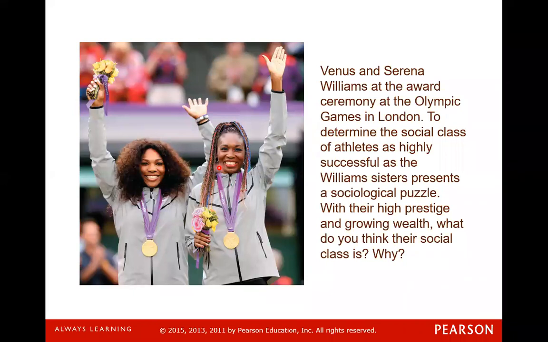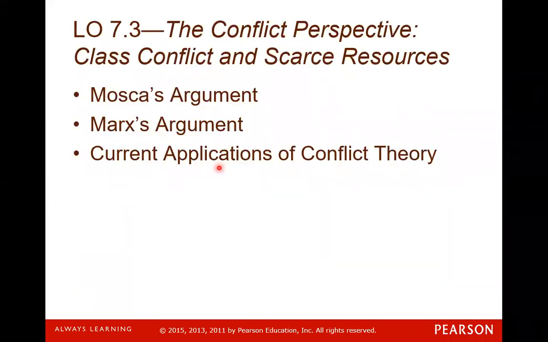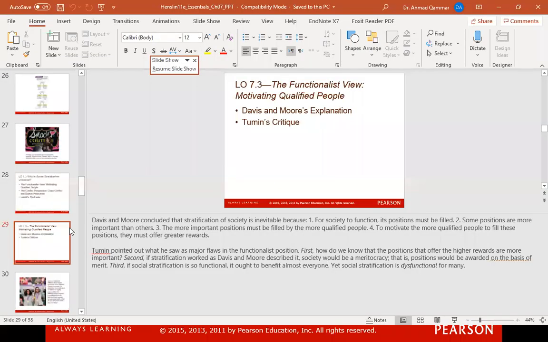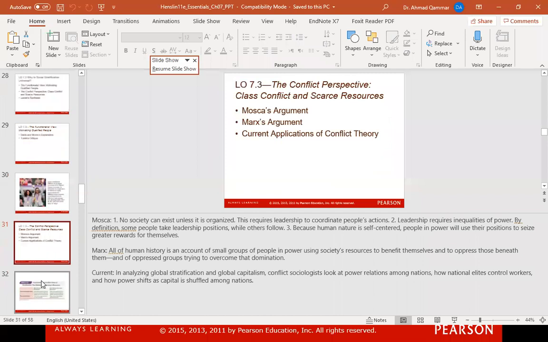Then we've got the conflict perspective. Conflict theory says that social stratification exists because of class conflict and not because of any functional reason, right? So the first line of argument is presented by Mosca.